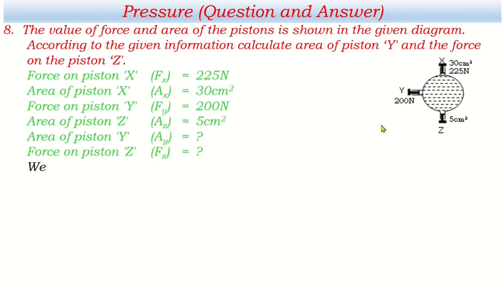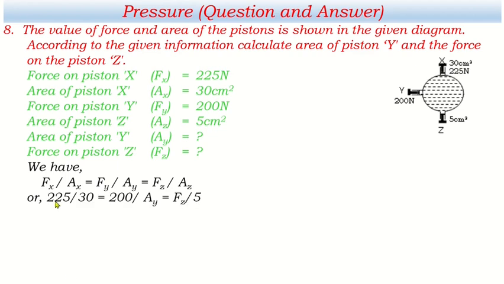Now we have the same equation. We have Fx by Ax equal to Fy by Ay equal to Fz by Az. It means pressure exerted by piston X is equal to pressure received by piston Y, and the same is equal to pressure received by piston Z. We have to be very clear that pressure on all these pistons is the same, equal. Okay, now I want to take the values.